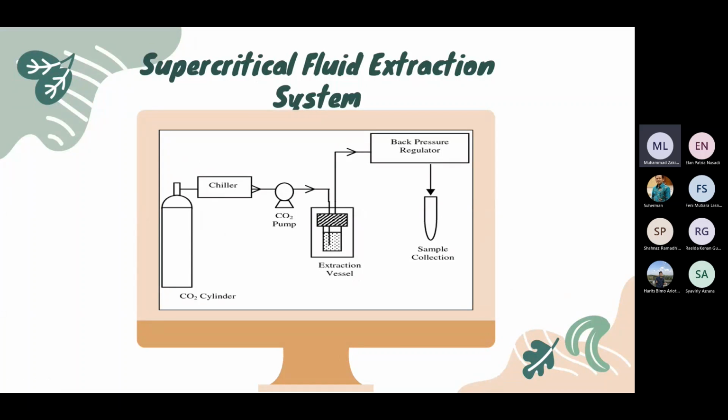So this is the supercritical fluid extraction system. From the carbon dioxide cylinder, it goes to the chiller, and then next it goes to the carbon dioxide pump, and it goes to the extraction vessel, and then the back pressure regulator to the collection of the sample.